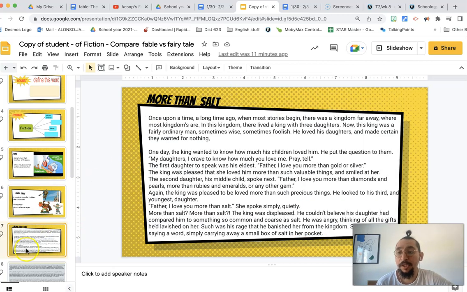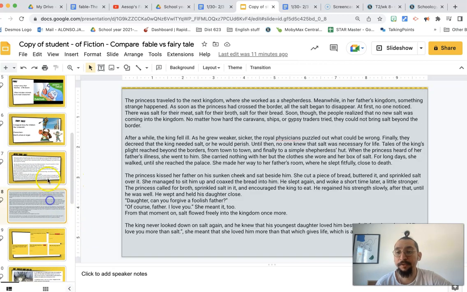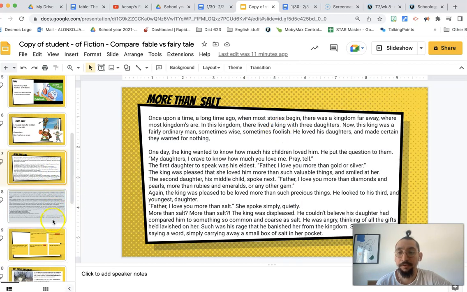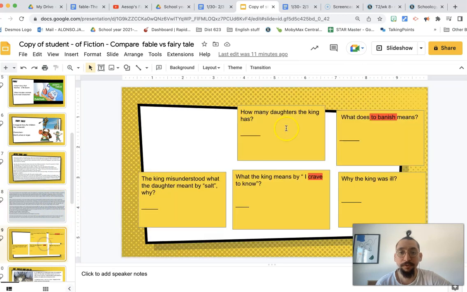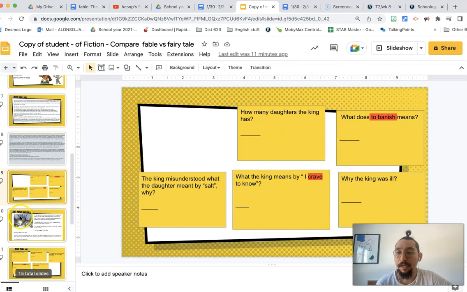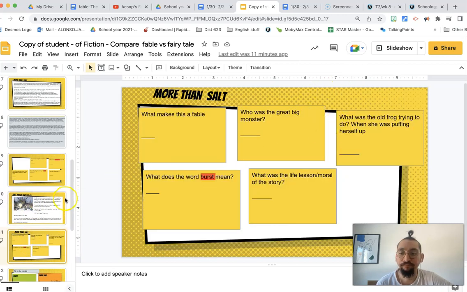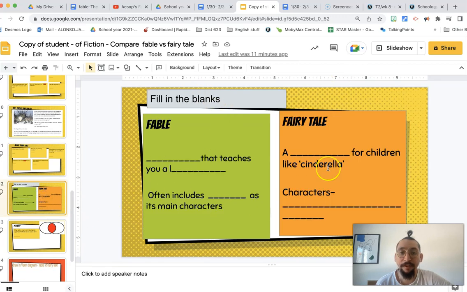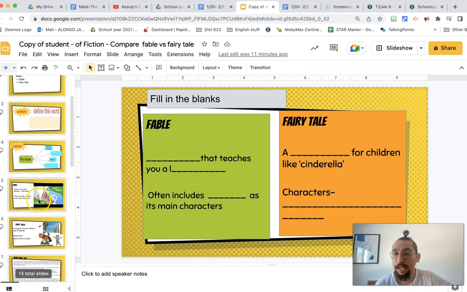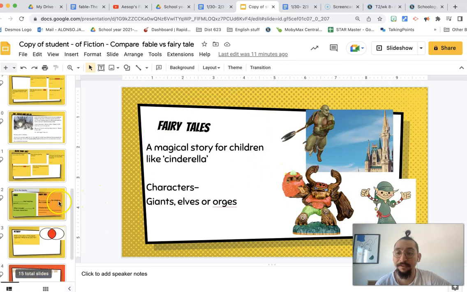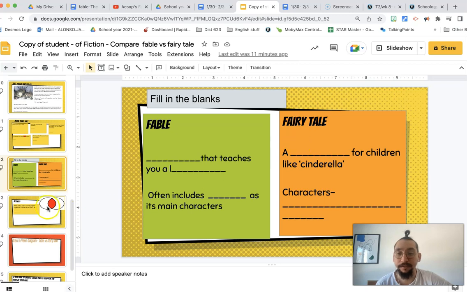So your job right now is to read the next stories by yourself and answer the questions. So this story, and then you answer these questions. Okay, and then you're gonna read this story and answer these questions, and then you're gonna fill this out. So this slide is totally connected to the slide number 5 and slide number 6. Same thing, it's just organized a little bit different.